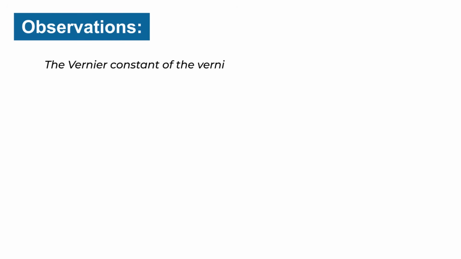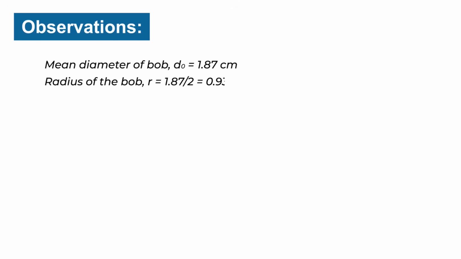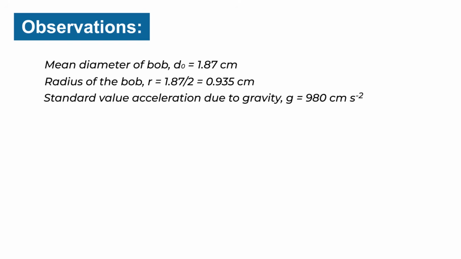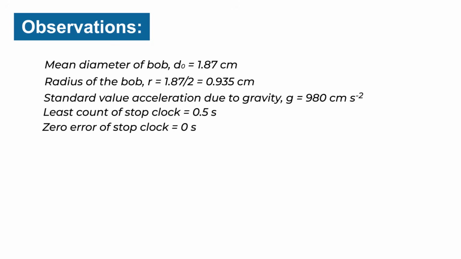Observations. The Vernier constant Vc equals 0.1 cm. It has no zero error. The mean diameter of the bob is 1.87 cm. So the radius of the bob, r, equals 1.87 by 2, equals 0.935 cm. The standard value of acceleration due to gravity, g, equals 980 cm per second square. The least count of the stop clock is 0.5 seconds and the stop clock has no zero error.